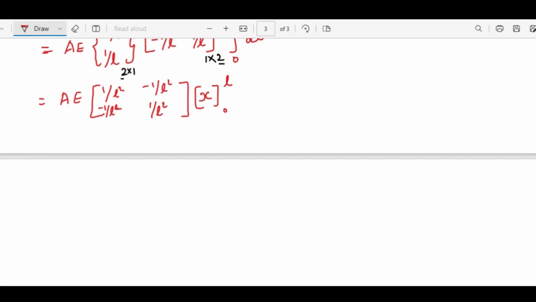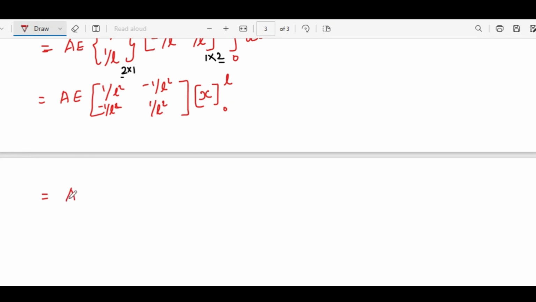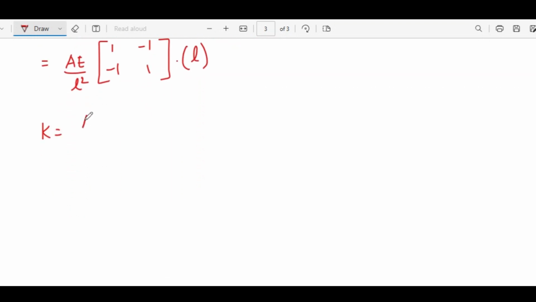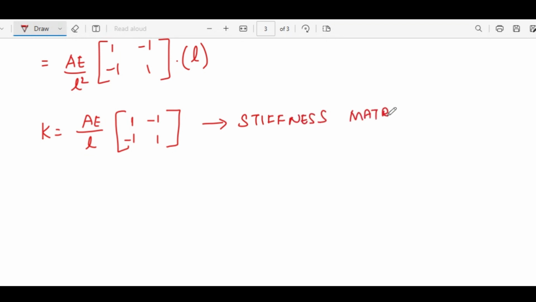Fine. So now I can write this as AE into, taking L square outside, 1 by L square times the matrix 1 minus 1 and minus 1 1, multiplied by h, which is equal to L. So finally we have K equal to AE by L into the matrix 1 minus 1 and minus 1 1. This is the stiffness matrix for a one-dimensional linear bar element.